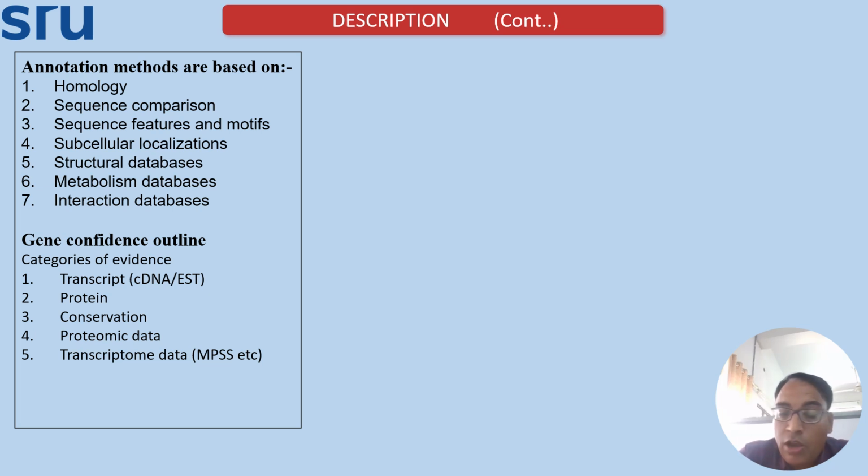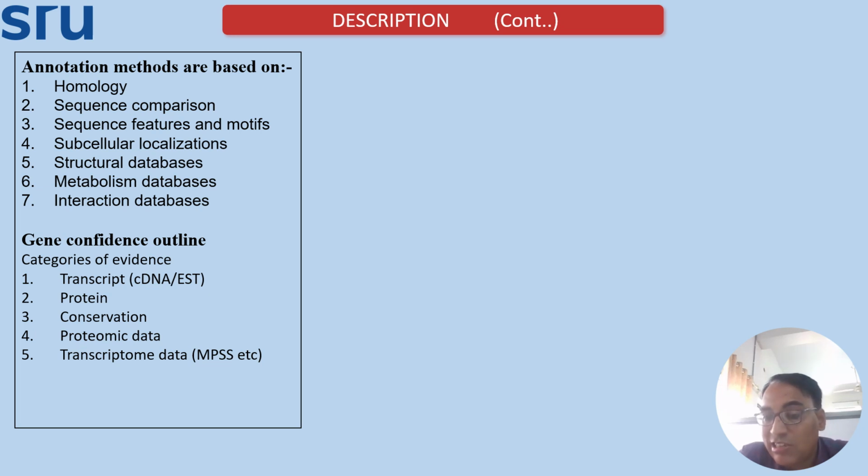Then, how do you work it out? Where should I have more confidence? If I use the transcript, that is one part. Protein is another part. Sequence conservation is just one element. Proteomic data is just one entity. Transcriptome data, see?